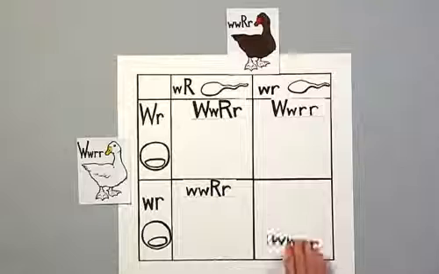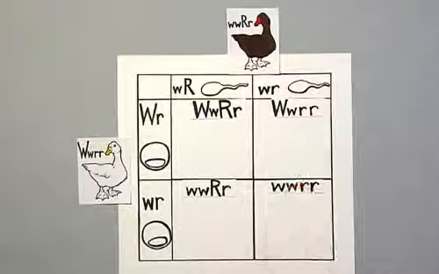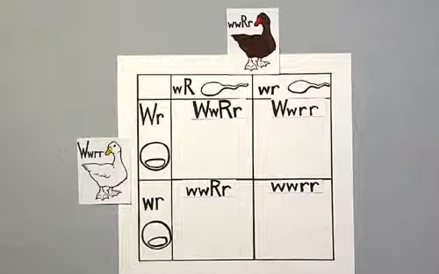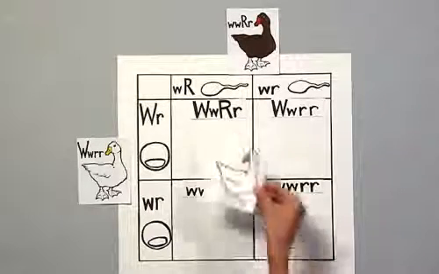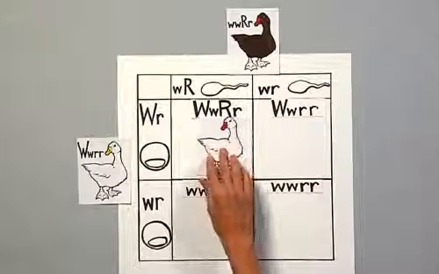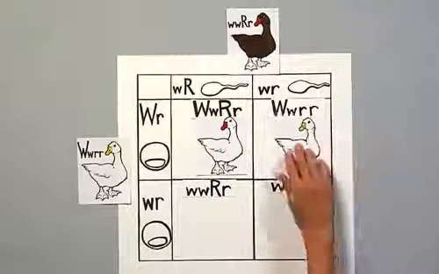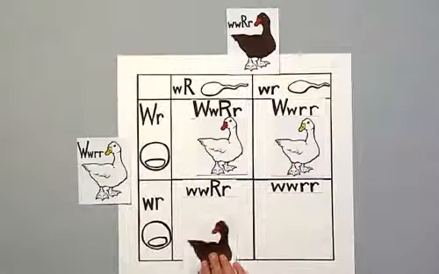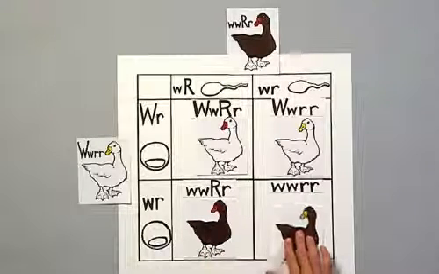Should we tell them or keep them in suspense? Let's tell them. We know that because of independent assortment during meiosis, the gametes from these parents could combine to give us goslings that have white feathers and red beaks, white feathers and yellow beaks, brown feathers and red beaks, or brown feathers and yellow beaks.